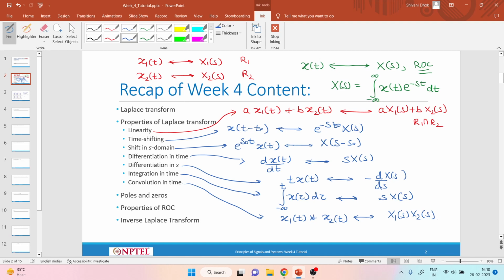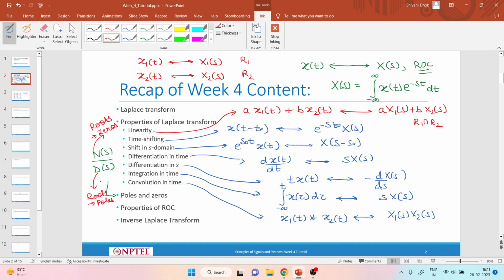After that, the concept of poles and zeros was discussed. What was said is that my Laplace transform is generally of the form numerator polynomial upon denominator polynomial, something like this, and the roots of the numerator are known as zeros, and the roots of the denominator polynomial are poles.